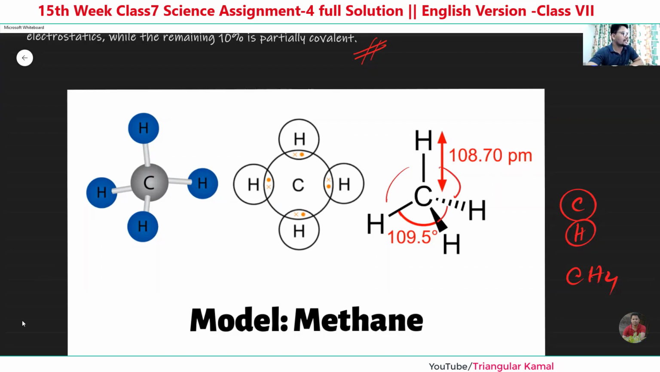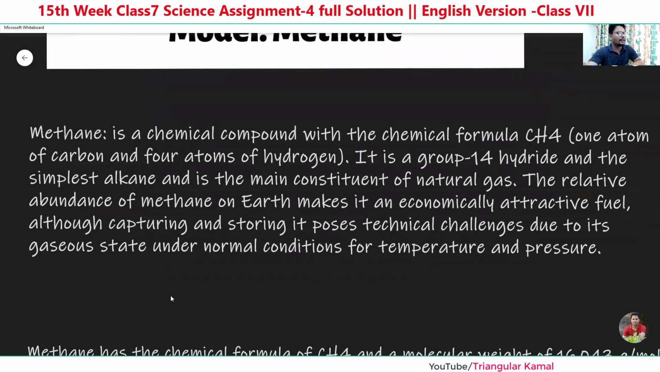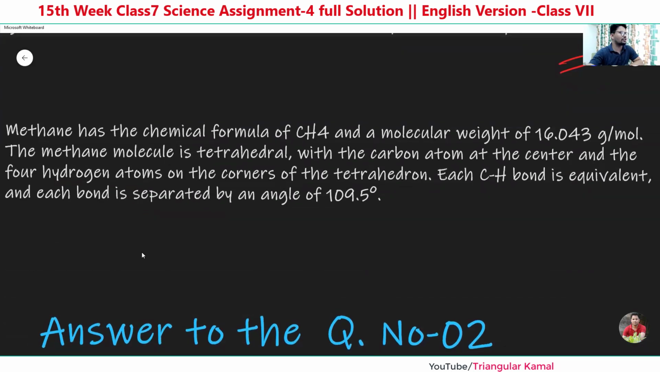Now let me say a few words about the methane. Methane is a chemical compound with the chemical formula CH4. That means 1 carbon with 4 hydrogens. So the information about methane gas is given here, and the chemical structure of the methane is also given here.